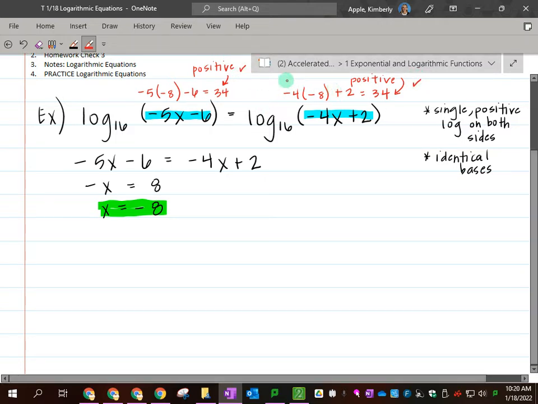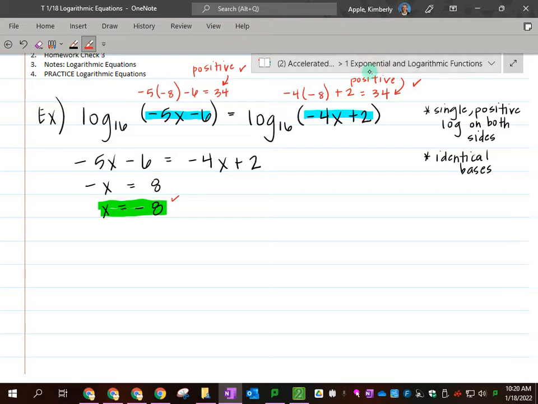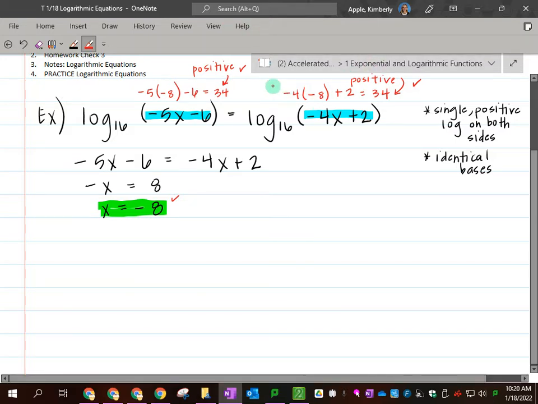So because none of them give me a negative number, and I'm going to illustrate this for you in a second, we keep this solution. It is a solution of this equation. If it had given a negative number up here, we would say no solution and we wouldn't include it.